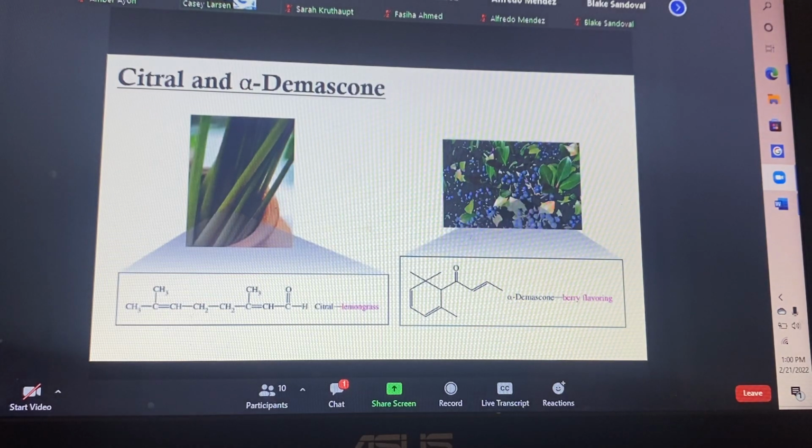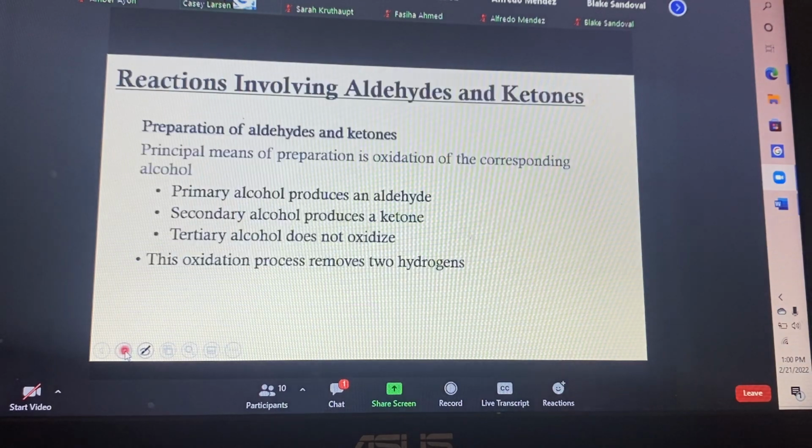Well, this is the structure of lemongrass. Lemongrass is also an aldehyde. Alpha damascone is a berry flavoring. I've shown you this structure before. I showed you this in the alkenes chapter to say, hey, look, there's a bunch of alkenes, but hey, look, there's also a ketone. So there's all kinds of functionalities here.